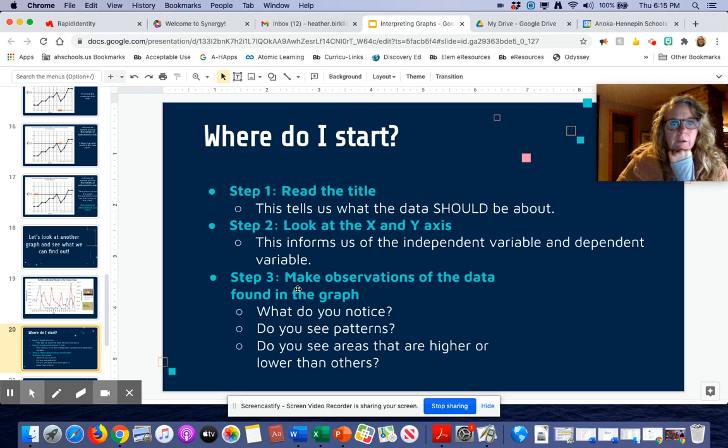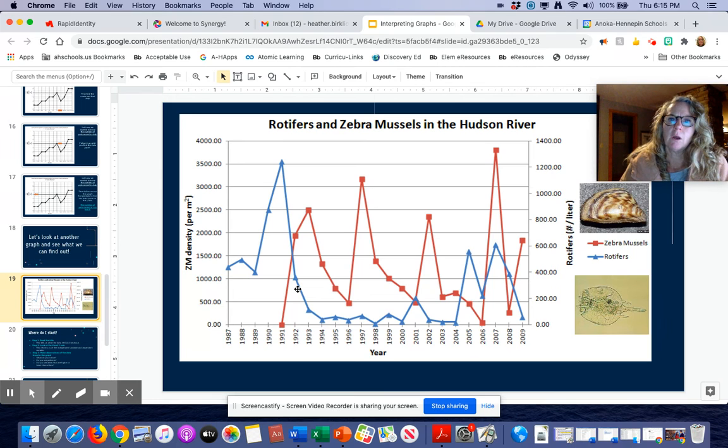All right, so let's look at one more graph. So let's look at that one. We analyzed this when we talked about the title. We looked at the X and the Y axis. So now what we can look at is we can say, okay, what's happening? Well, it looks like the populations are related, or the densities are related, because when one goes up, the other goes up, but then when that one gets high, the other one drops. So they seem to be in a relationship with each other. So that's interesting to see that we can guess that.